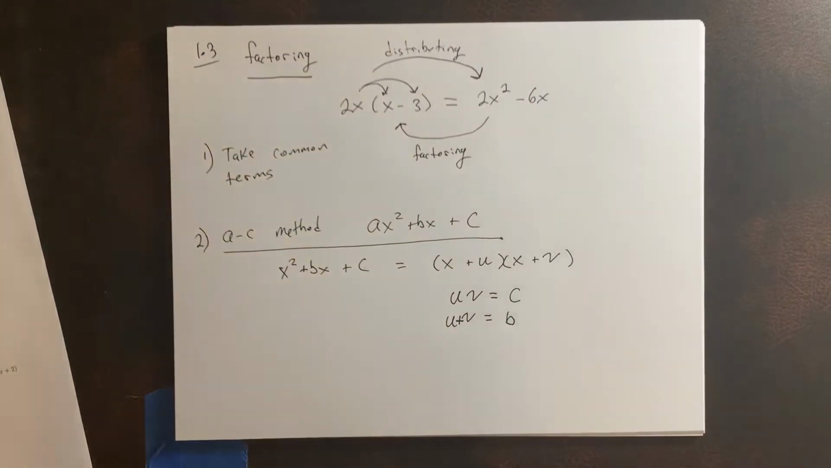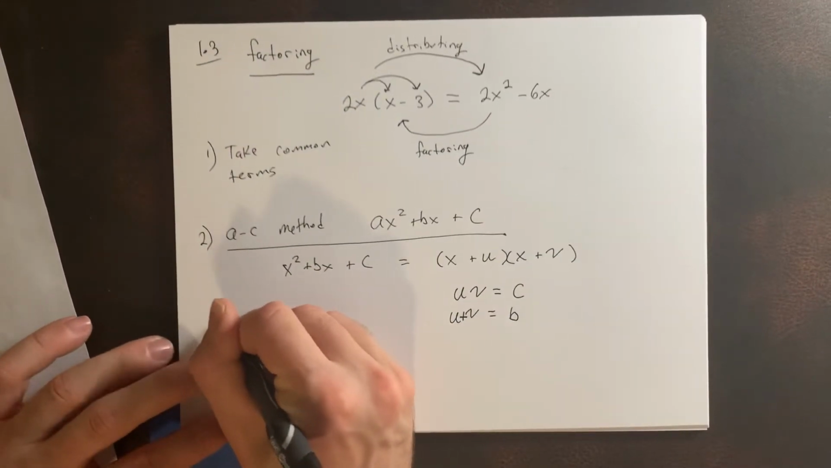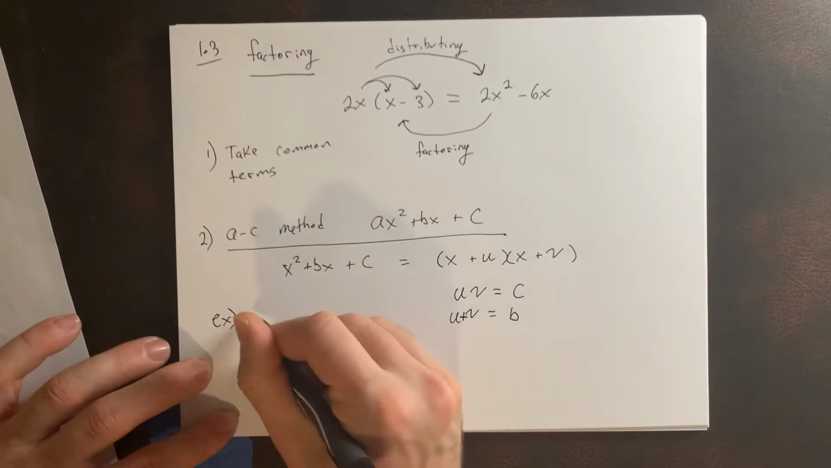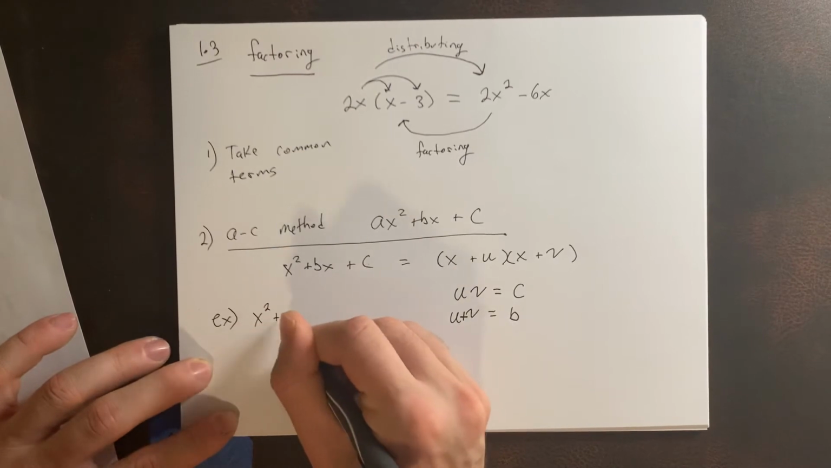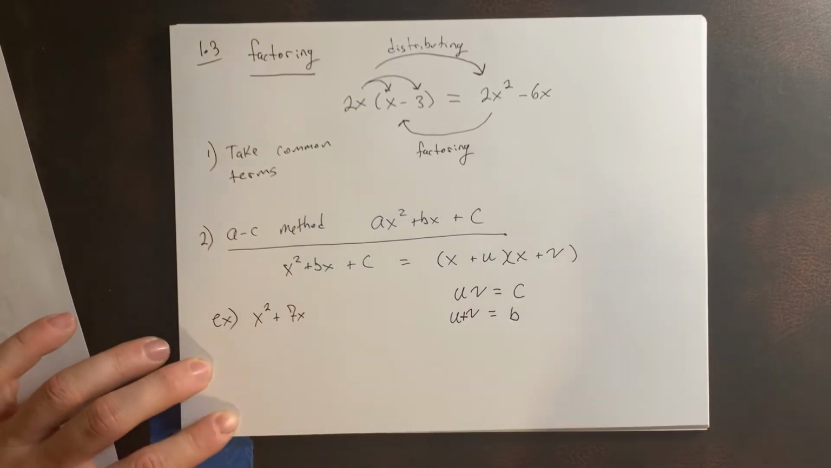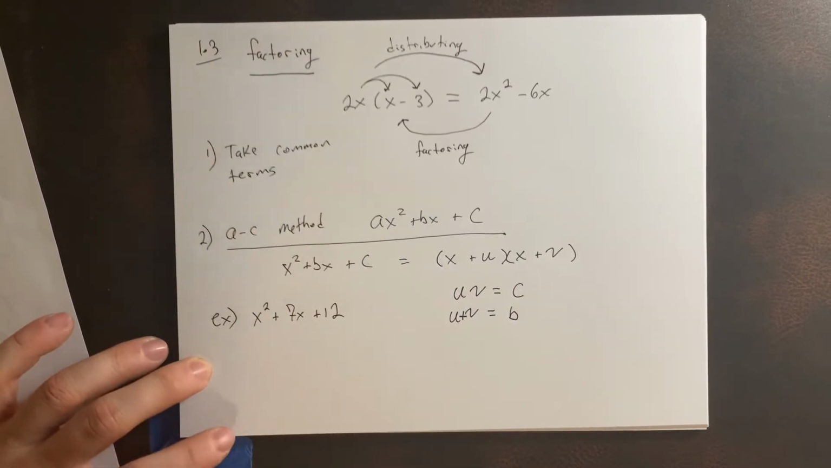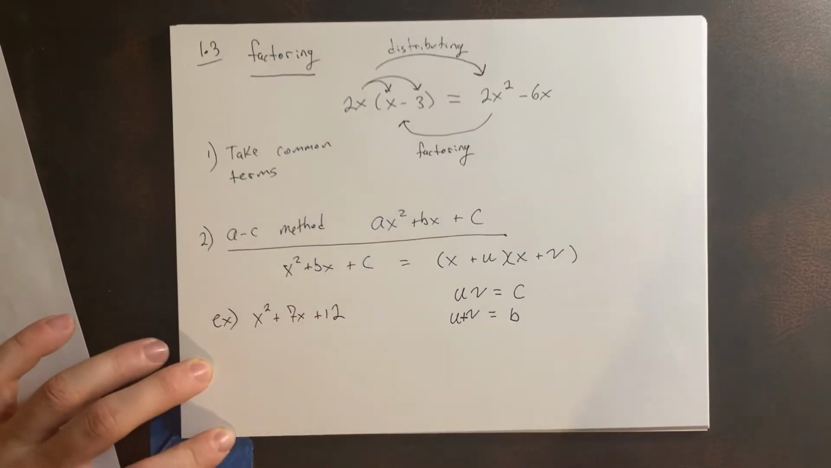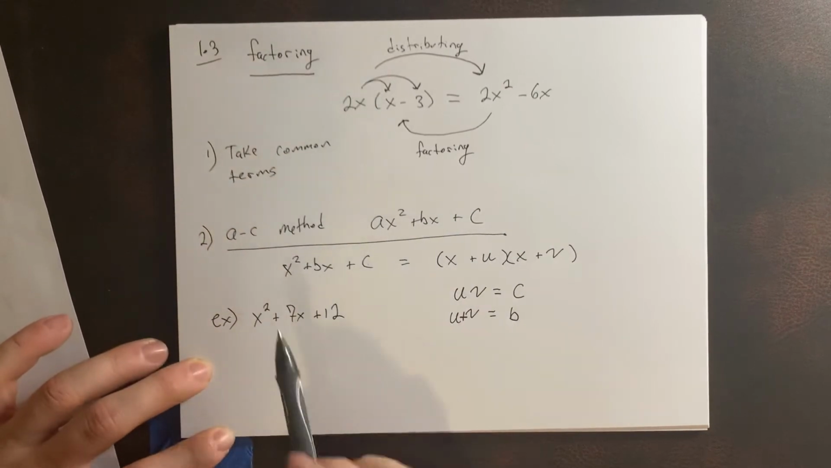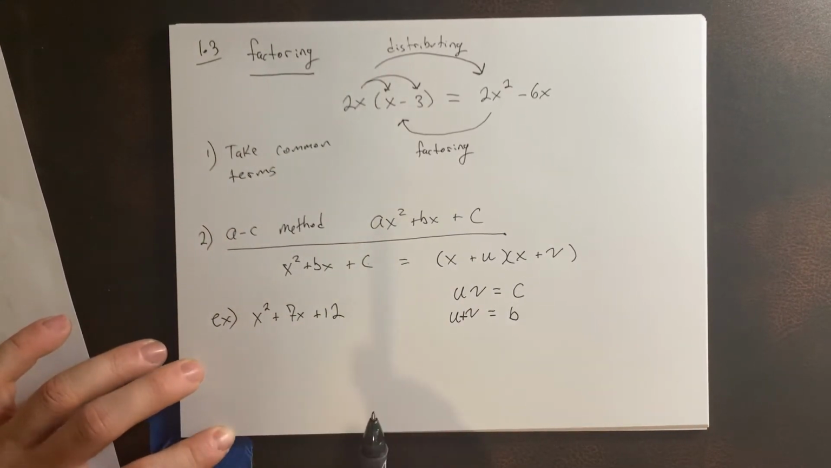Say we want to factor x squared plus 7x plus 12. So first we look, the steps are always the same: take out common terms. If we look at this entire thing, there's nothing common to take out.